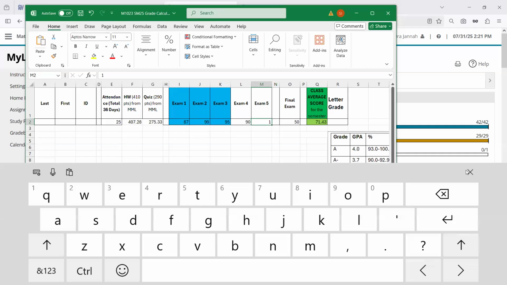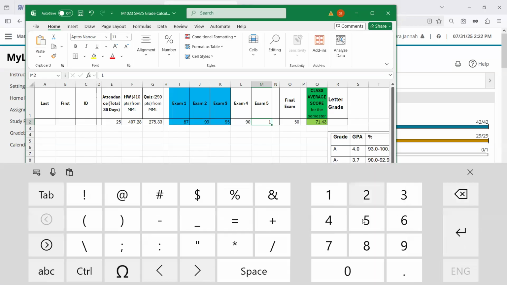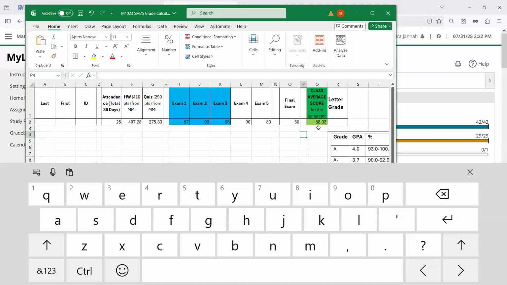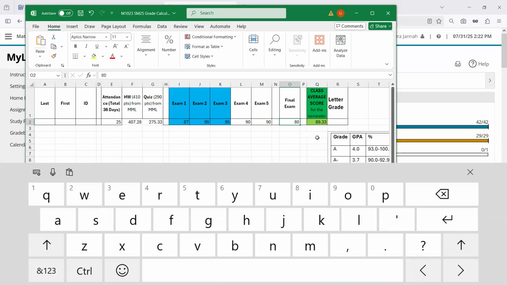A. Now let me tell you how much you need in your fifth and final exam to get an A. So currently you have 71 with the final exam 50, but let's say you got 80 in the fifth exam. Suppose you have 80 in the fifth exam and let's say you get 80 in the final exam, you have 88, which is B plus, but you're not looking for B plus, you're looking for A. So you have to improve, let's say 90. It's 89, which is still B plus, not even A minus.